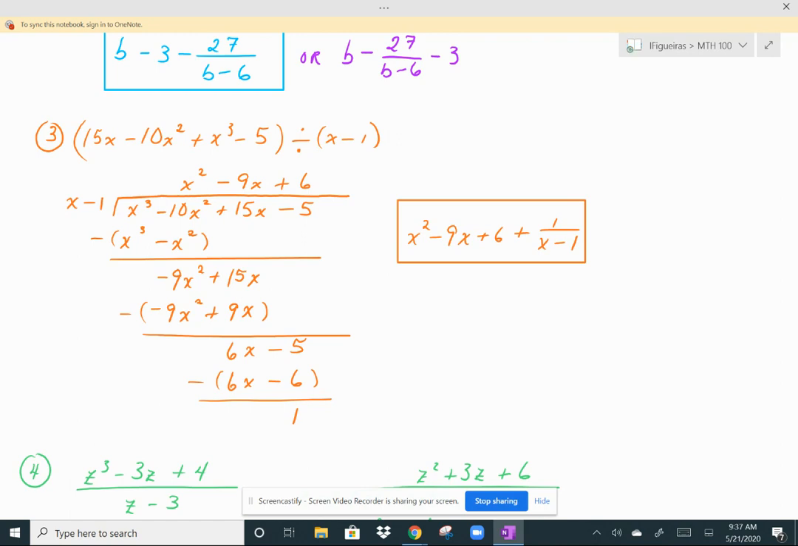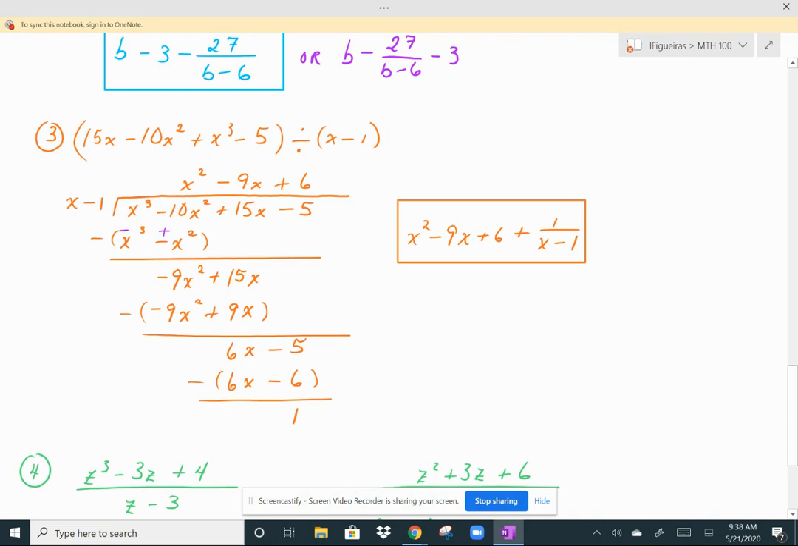Take x cubed divided by x, you get x squared. Then you take the x squared and you multiply it across x minus 1, or your divisor, and that gives you x cubed minus x squared. And then you need to subtract that. And when you subtract that, remember, your signs change. This one becomes a negative, that one becomes a positive.